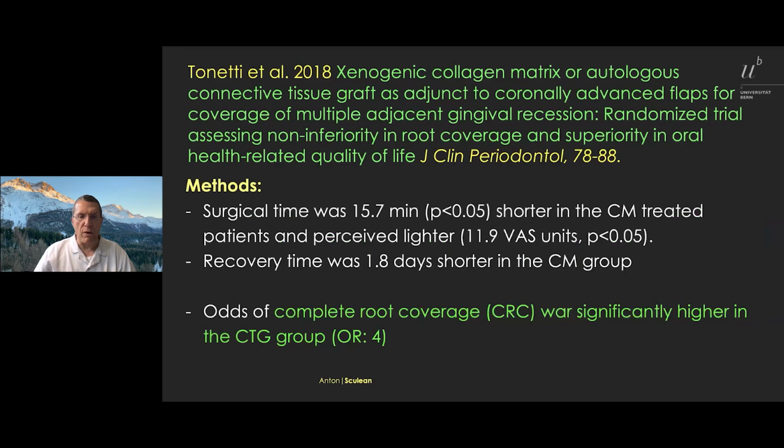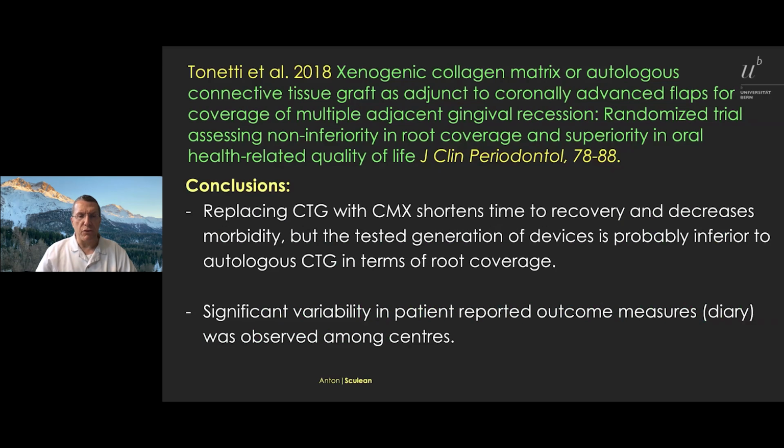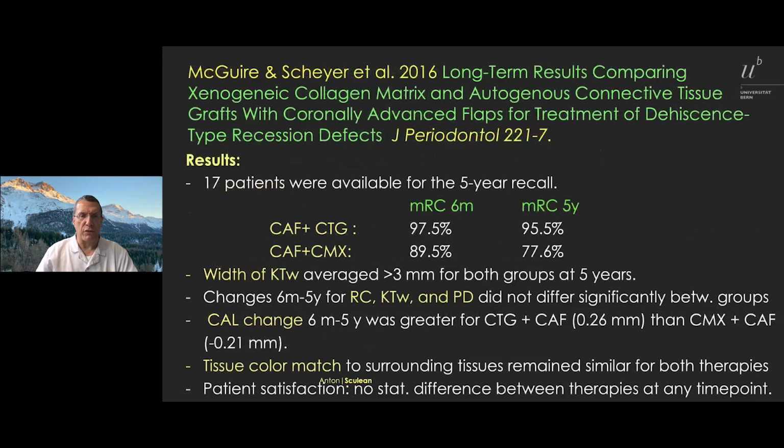matrix. However, when we look at the surgical time, it was almost 16 minutes shorter in the collagen matrix treated patients, and the recovery time was almost 2 days shorter in the collagen matrix group compared to the group treated with autogenous tissue. And this was interesting to see because also the patient perspective needs to be evaluated in these studies.